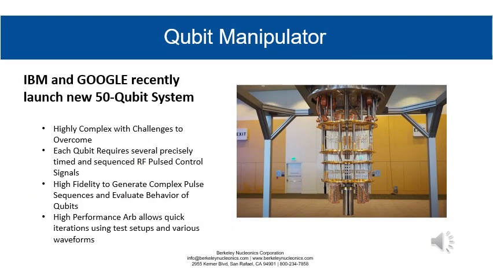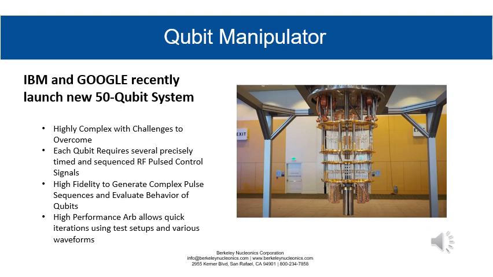Recently, IBM and Google launched their new 50-bit qubit systems. However, quantum computing still has many challenges to overcome. Current quantum systems are incredibly complex and challenging to use. Each qubit requires some number of precisely timed and sequenced RF pulse control signals.